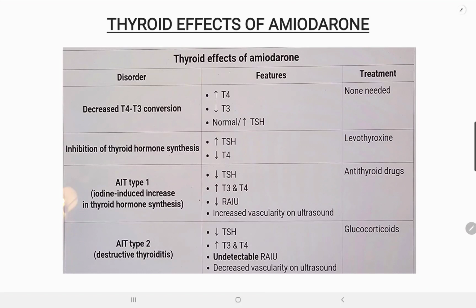The next type is that the high iodine content in amiodarone inhibits thyroid hormone synthesis, which can lead to primary hypothyroidism. Primary hypothyroidism shows as decreased T3, T4, and a high level of TSH. And here, we call it the Wolff-Chaikoff effect. And the treatment could be levothyroxine.